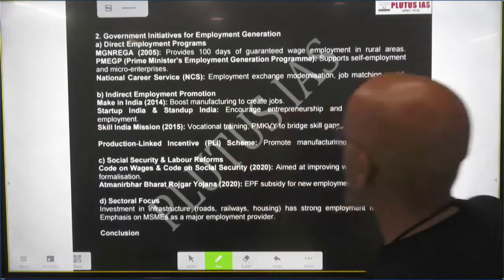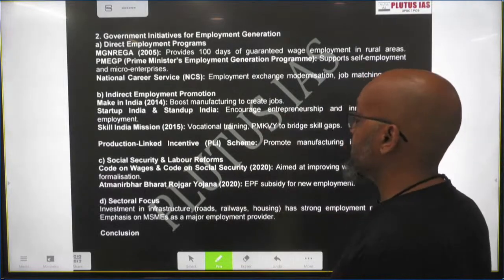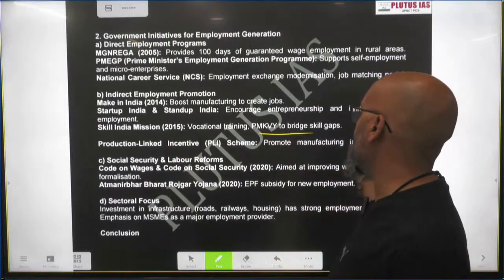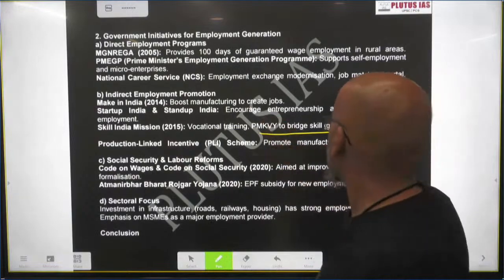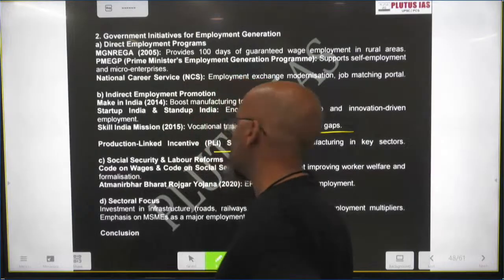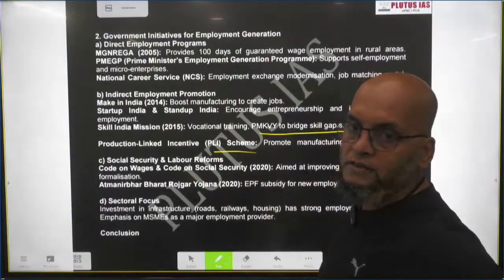So it encourages entrepreneurship and innovation-driven employment. Skill India Mission of 2015, vocational training, Pradhan Mantri Kaushal Vikas Yojana to bridge gaps, production linked incentives, PLI schemes, then social security and labor reforms, sectoral focus, all this.